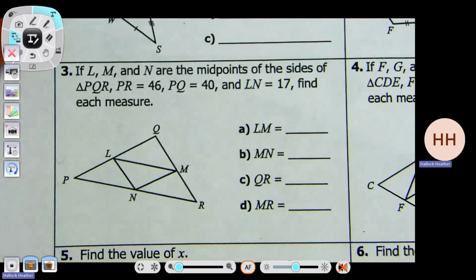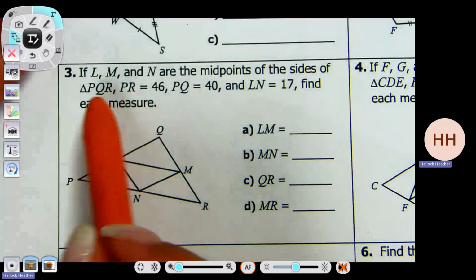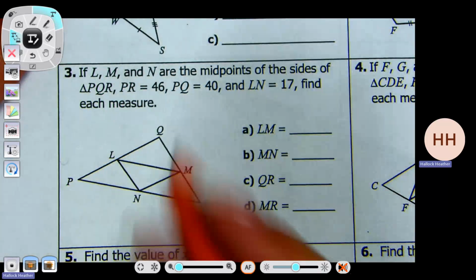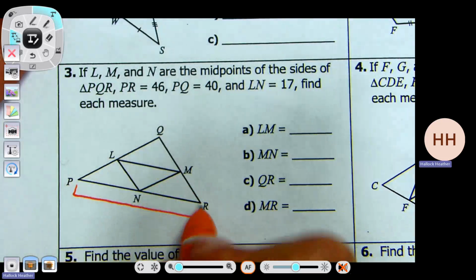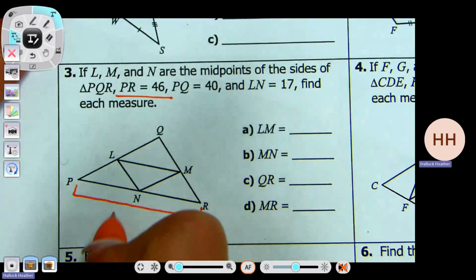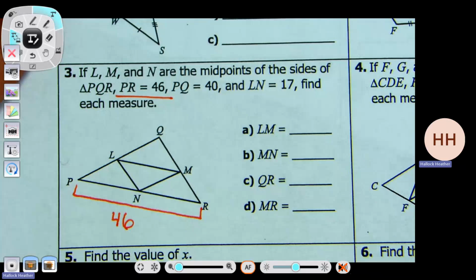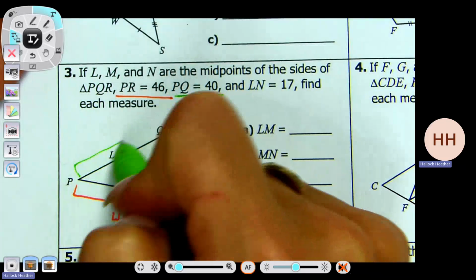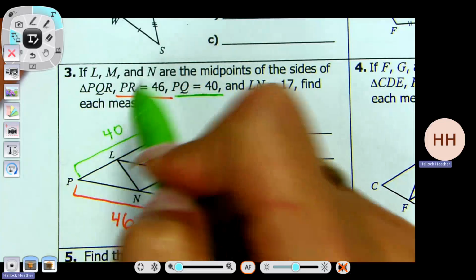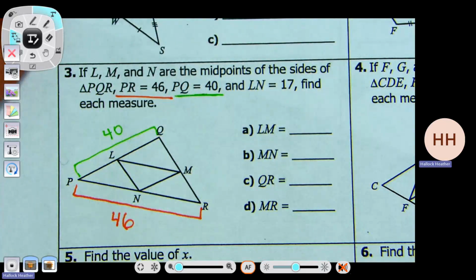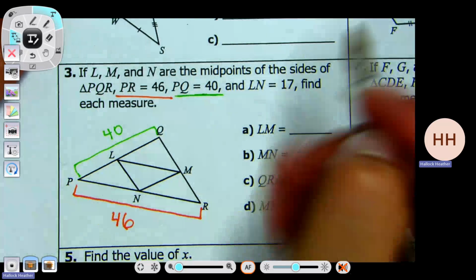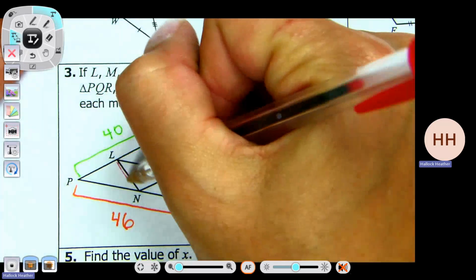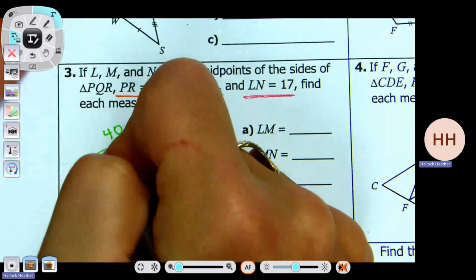It says if L, M, and N are midpoints of the sides of triangle PQR, we're going to put these on our picture. P to R is 46. And this is where the different colors might help you. It says PQ is 40, so this side's 40. And then the last side is LN, which is 17. LN is this right here, inside the triangle.